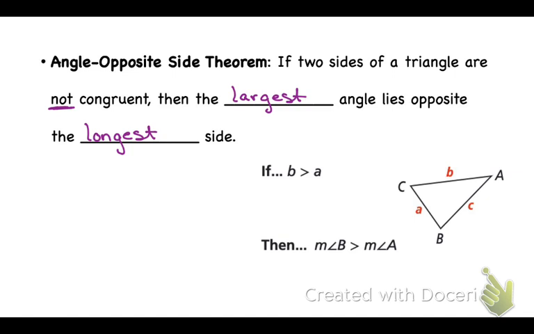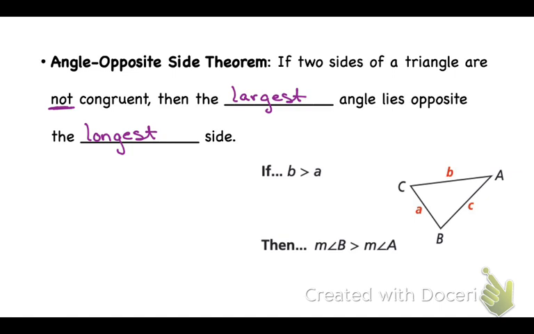So this says if angle B is bigger than angle A, that means side B is longer. Wait, I'm sorry, this is sides. If side B is bigger than side A, that means angle B is what? Bigger than angle A. So the longest side is across from the largest angle. The shortest side is across from the smallest angle. But that's all that means.